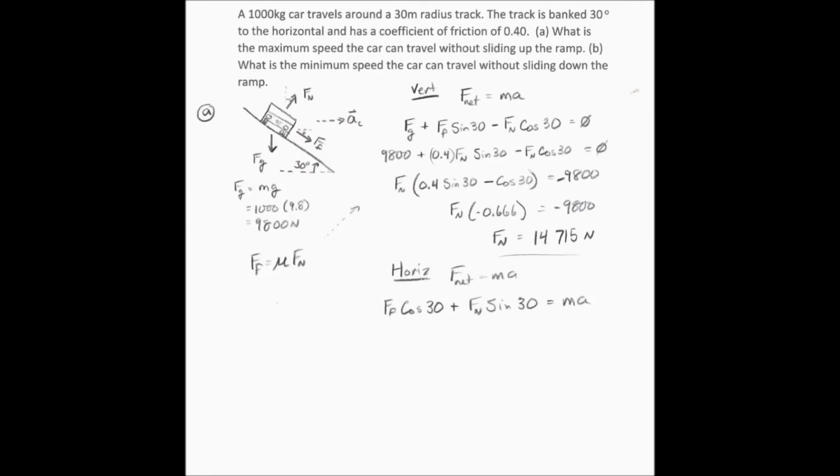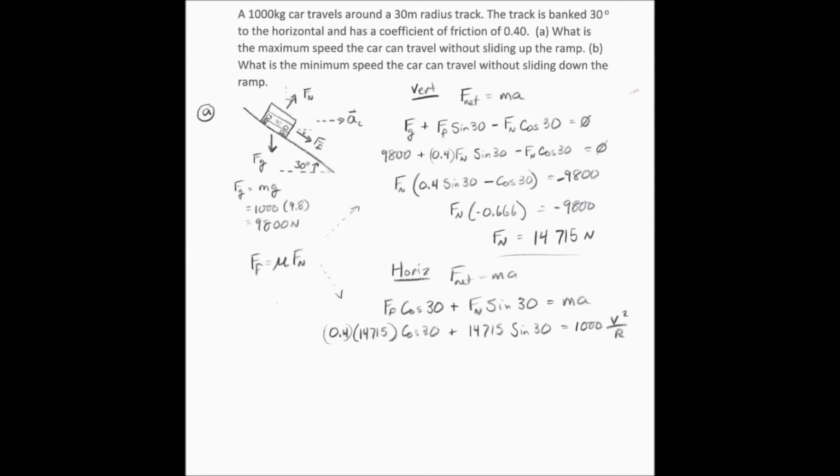Switching to the horizontal component direction, Fnet equals ma. In the horizontal direction, we've got a component of our friction force, Ff cos 30, plus Fn sin 30. Whatever components we had in the vertical direction, we've now got the rest. Gravity, all of it was used, now we have none. Some of our friction force was used, we used sine, so now we've got cos. Some of our normal force was used, we had cos, now we've got sine. So Ff cos 30 plus Fn sin 30 equals ma.